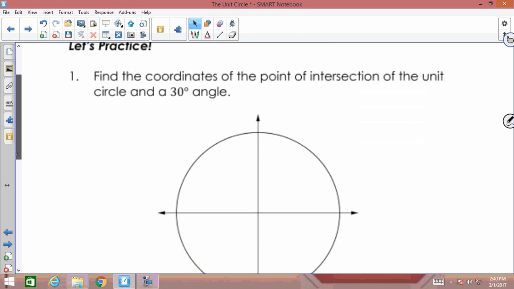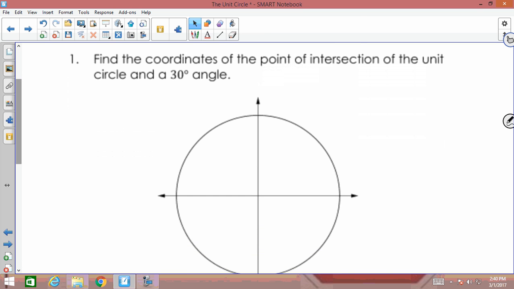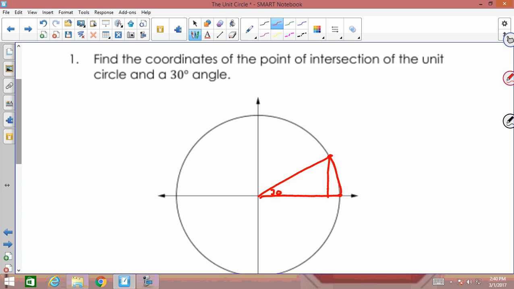Alright, so it says find the coordinates of the point of intersection of the circle and a 30-degree angle. Okay, 30 means positive, so we always start here at this point, right there. Okay, and since we're going positive 30, we go counterclockwise, so up. Okay, and there's our 30-degree angle. Okay, we're going to bring a right triangle down. So we have a 30, 60, 90 triangle.